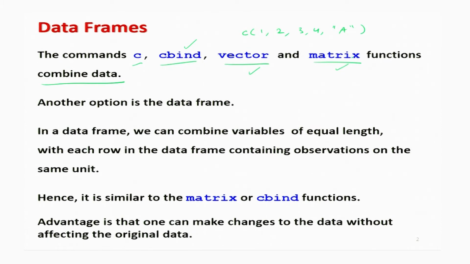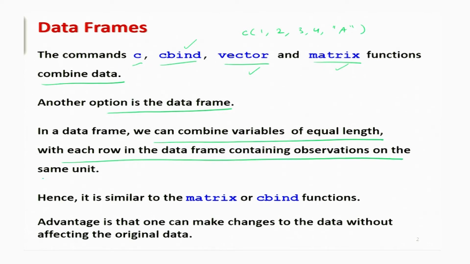So in all of them there were always some conditions. For example, if you want to do matrix manipulation, then inside the matrix all the values have to be numerical values. So similar to these different functions which are used for combining the data, another option is data frame, right? In this data frame, we combine the variables of equal length with each row in the data frame containing observations on the same unit.